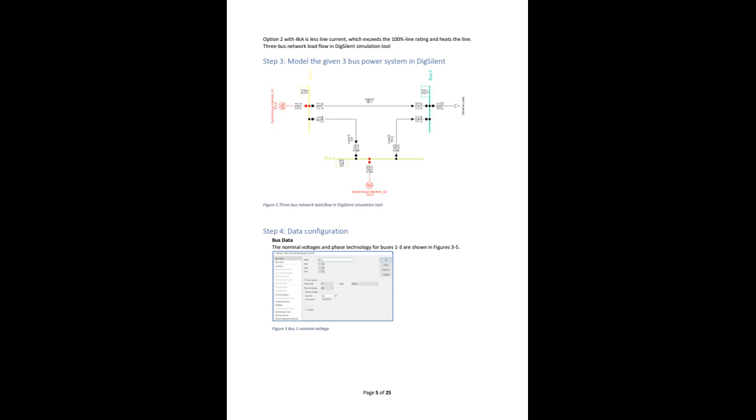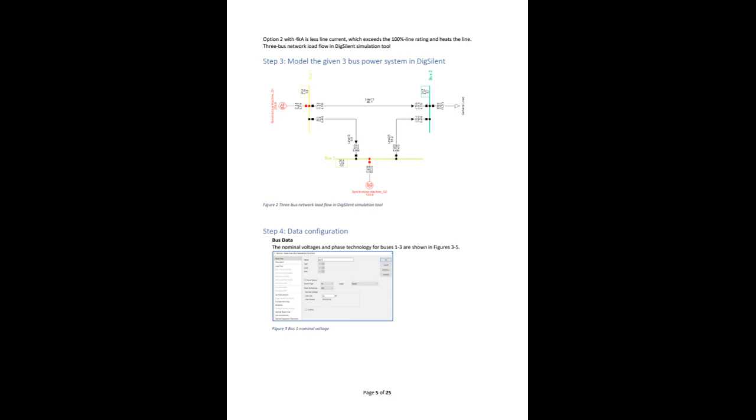So you can see option 2 with 4 kiloamps is less than the line current, which exceeds 100% line rating. Therefore, the 3-bus network load flow was simulated in the line. So it means I used 4 kiloamps, and for 4 kiloamps the line loading was excessive. So we assume the second option is not a good option. The first option, which has 10.29 kiloamps, is a good option for the modeling of the network here.